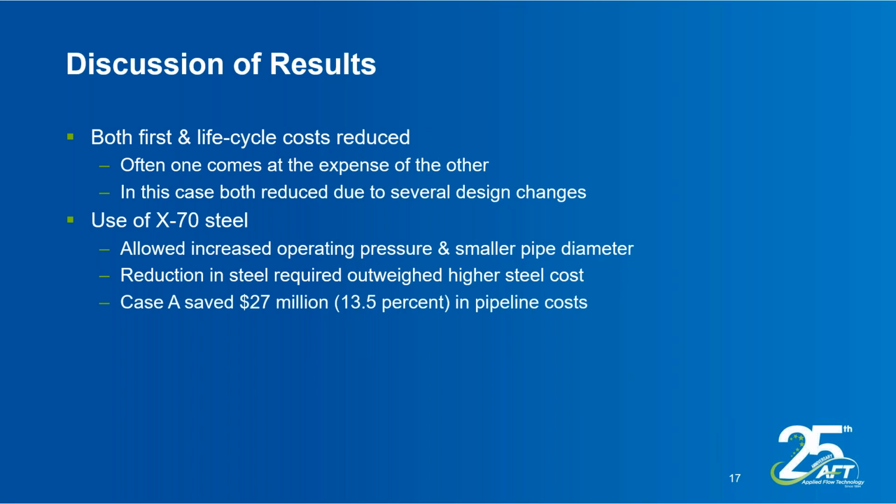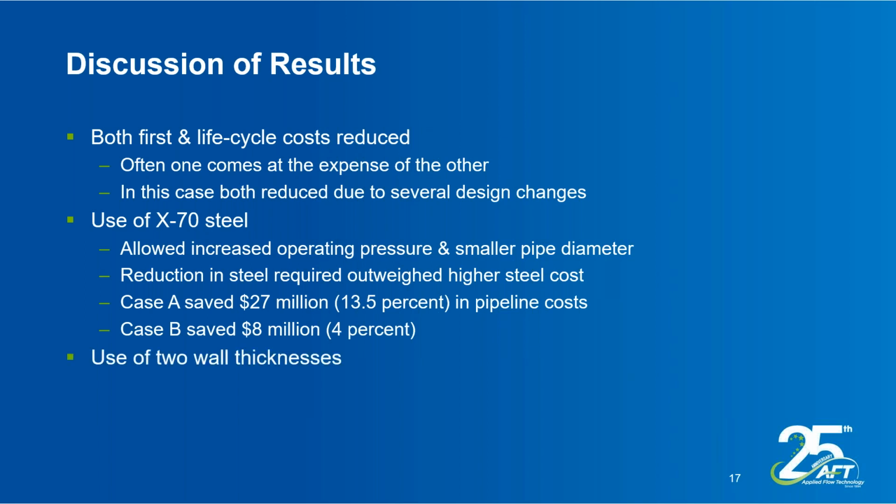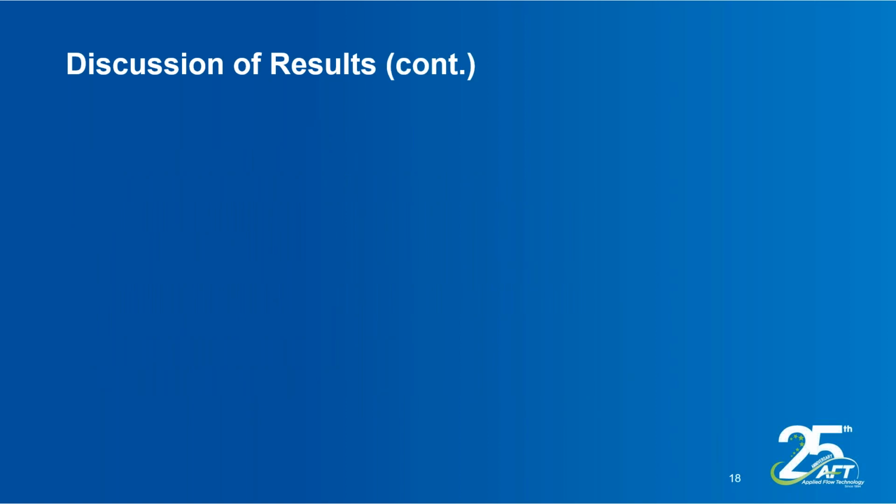And this was the overall savings for case A, which did not build in additional flow capacity early on, 27 million. And then case B, which was initially sized for 2.5 million barrels a day, and then 3 million barrels a day later, saved $8 million from the original design. And then these are the different wall thicknesses allowed by better pressure requirements.